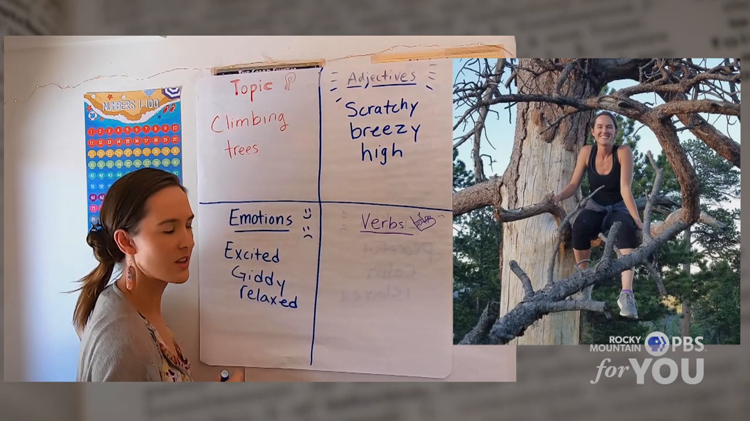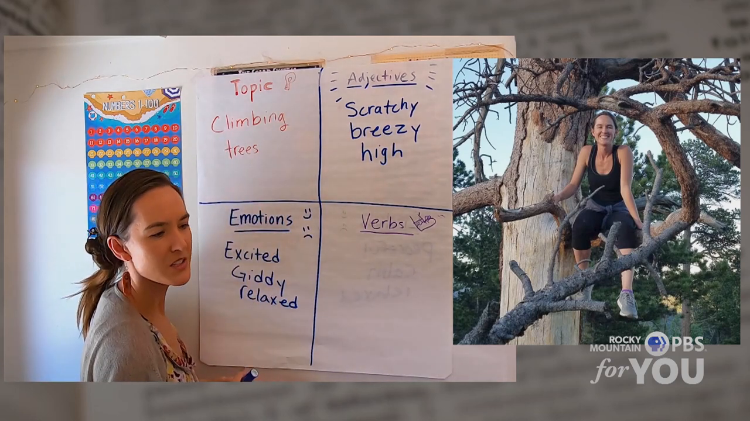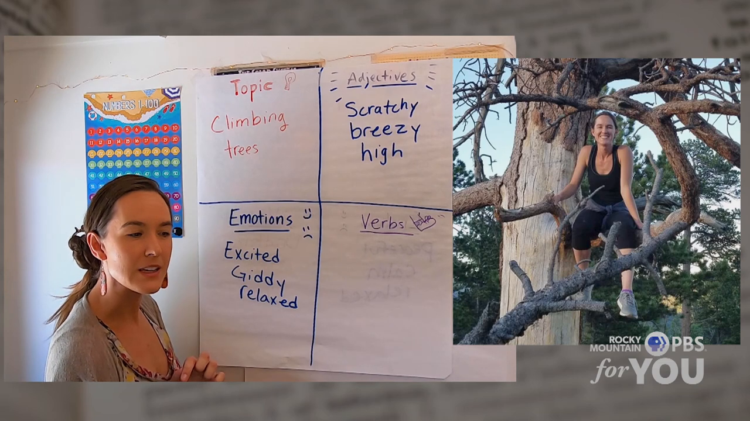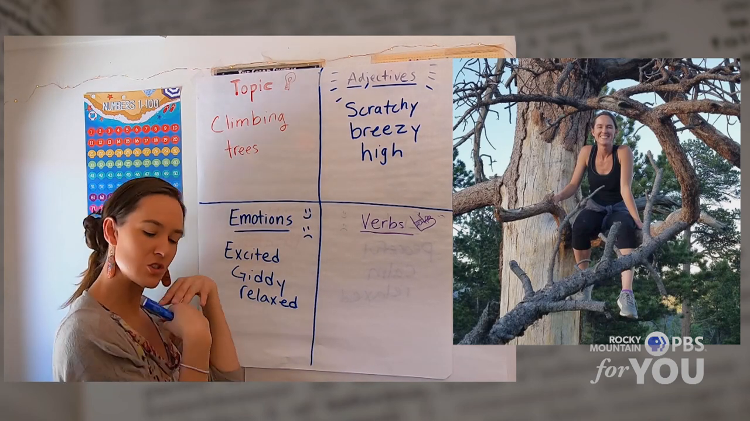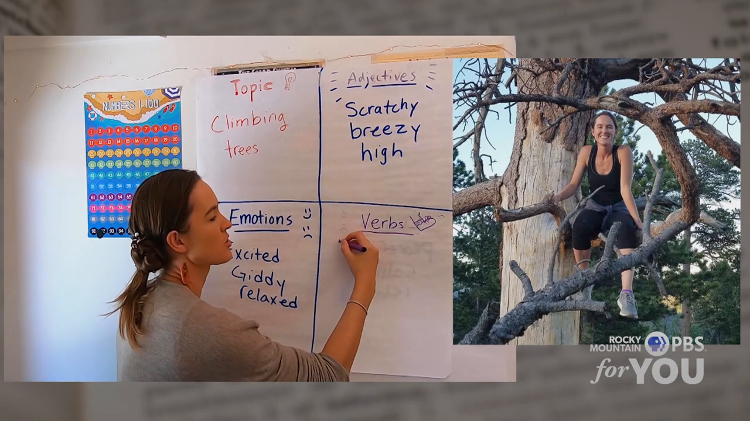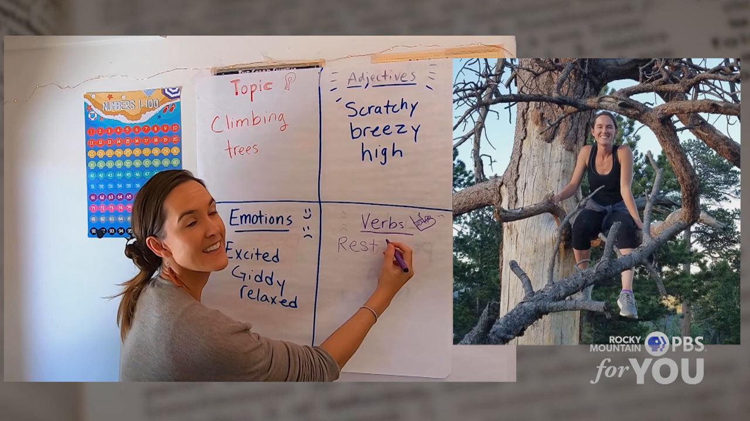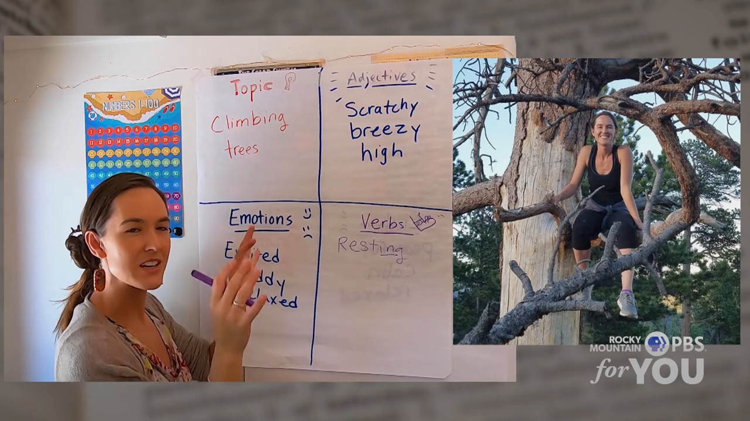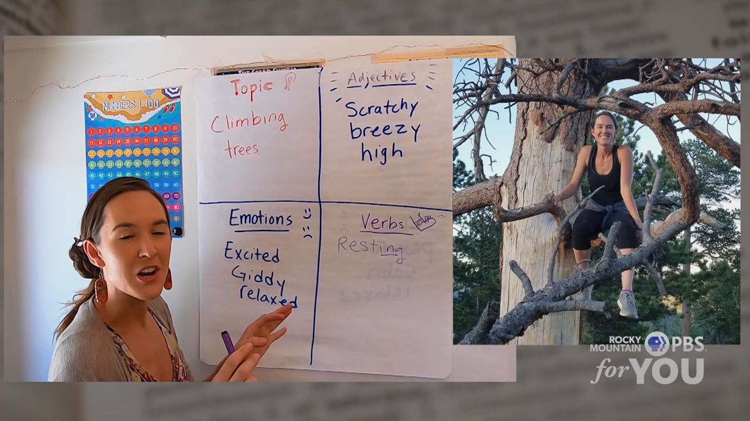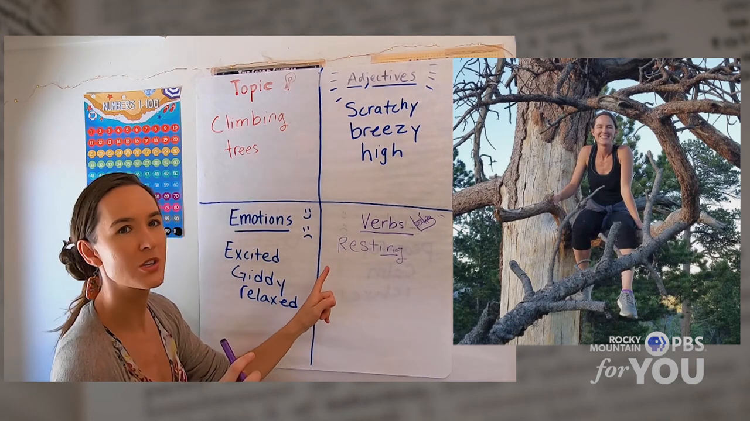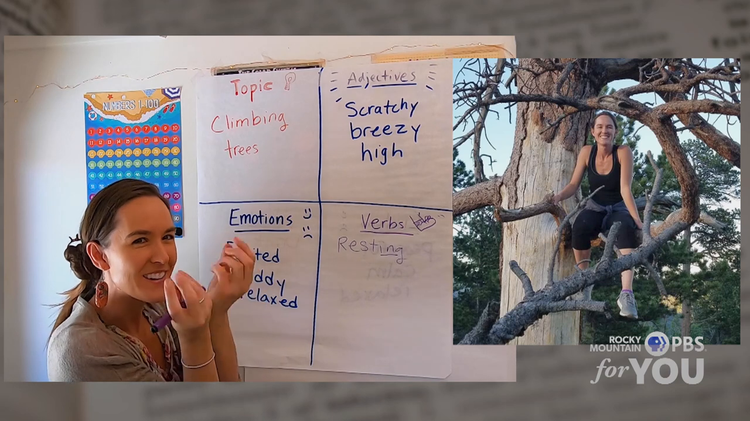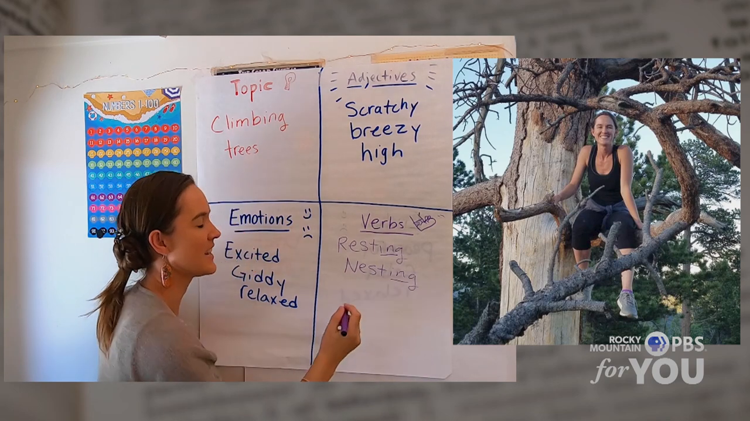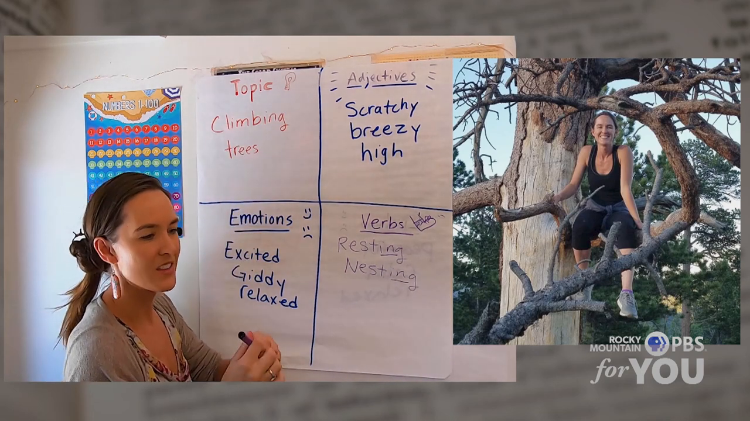Okay, let's think of some verbs. Some action words for climbing a tree. We already have climbing. What else? What might the other animals in the tree be doing? The squirrels might be resting. Sometimes squirrels rest in the tree. So I'm going to say the squirrel is resting. What do you think the birds are doing in the tree? The birds might be, I just thought of a rhyming word, nesting. They're making their nests. The birds are nesting. Okay, resting, nesting. I am climbing. Okay, this is giving me some good ideas.